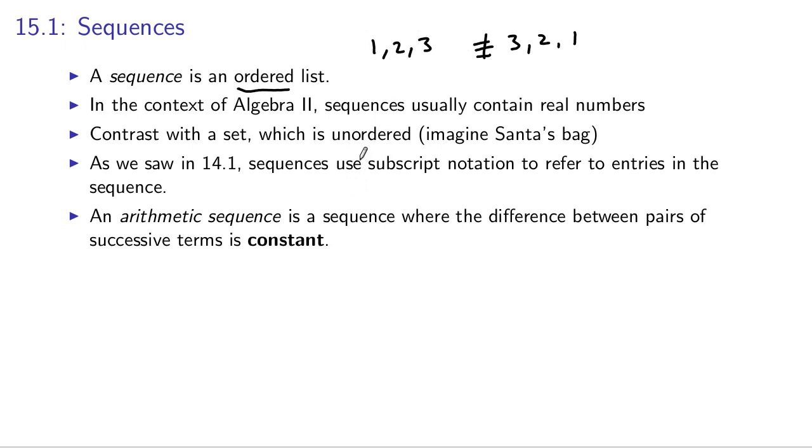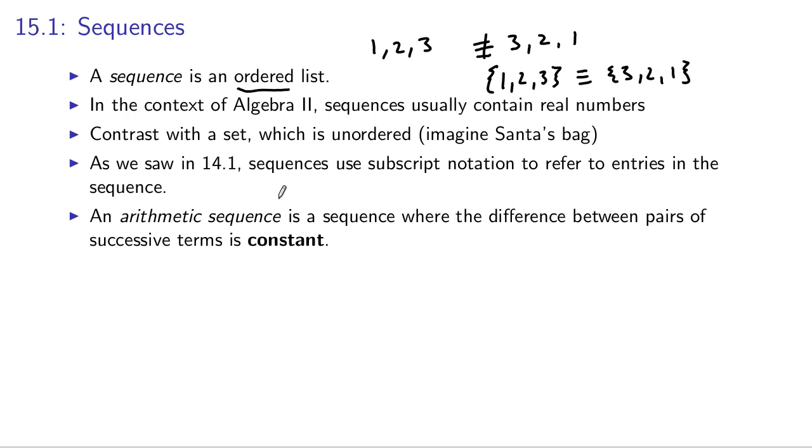This is different than a set, which is unordered. Remember, we could have a set of numbers, and the order in the set doesn't matter. The set containing 1, 2, 3 is equivalent to the set containing 3, 2, 1. Think of a set like a bag. Remember I say Santa's bag. It's a bag where the order doesn't matter. It could have nothing in it. It could have an infinite number of things in it. That's what a set is.